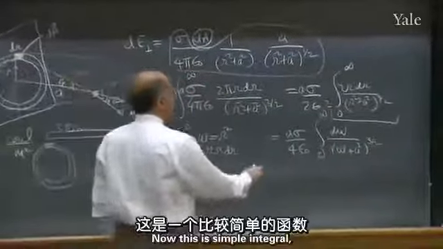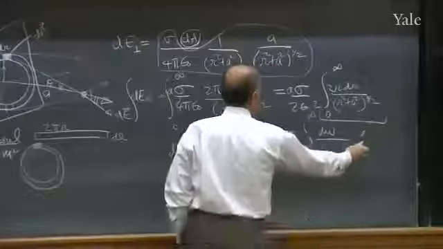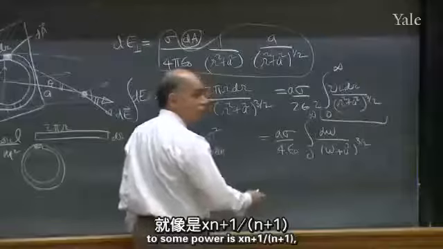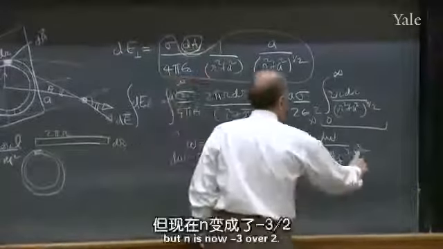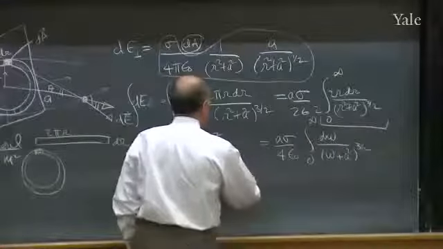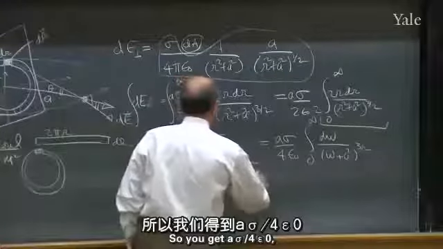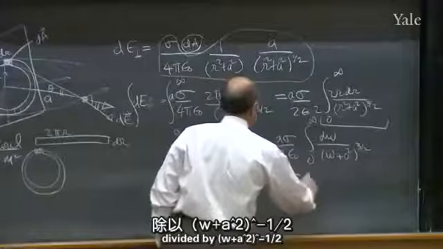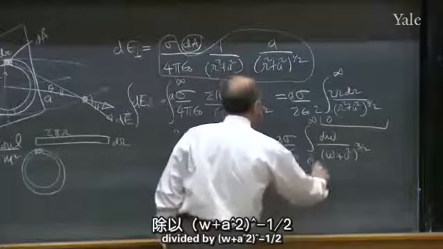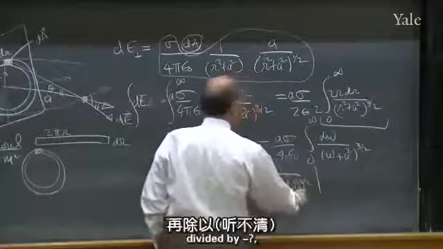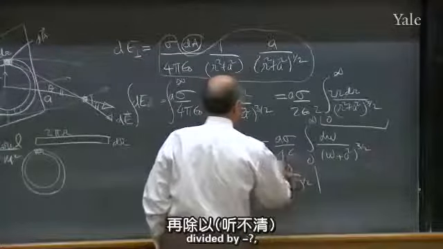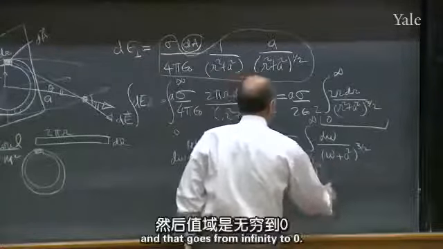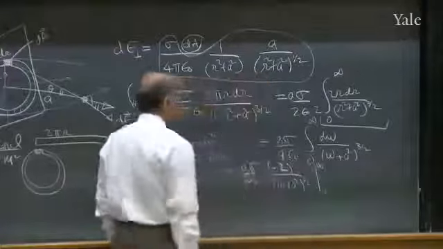Now this is a simple integral. dx over x plus some number to some power is x to the n plus 1 over n plus 1, but n is now minus 3 over 2. So you get sigma over 4 epsilon 0 divided by w plus a squared to the minus half, divided by minus 1/2, which is minus 2 on the top, and that goes from infinity to 0.